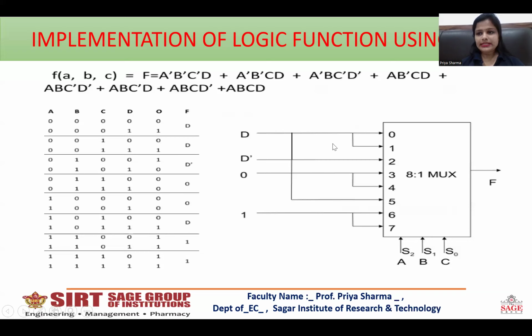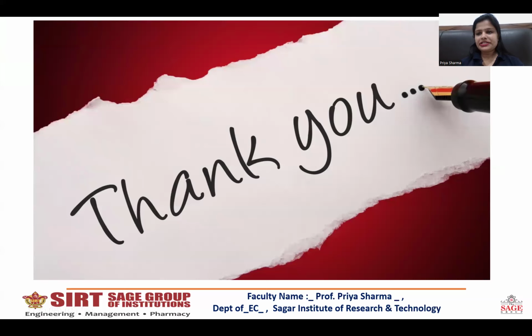So we'll implement these. We'll connect the first and second inputs with D. We have connected 0 and 1 with D. On the second pin we have to connect D bar, so we have connected D bar. On the third and fourth we have to connect 0, so the third and fourth pins have been connected to 0. For the fifth pin we have to connect D, so again we have connected it to D. The sixth and seventh have to be connected to 1, so we have connected these two to 1. So that's how we can solve these questions also.